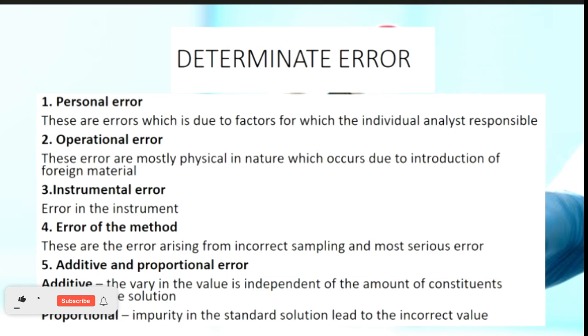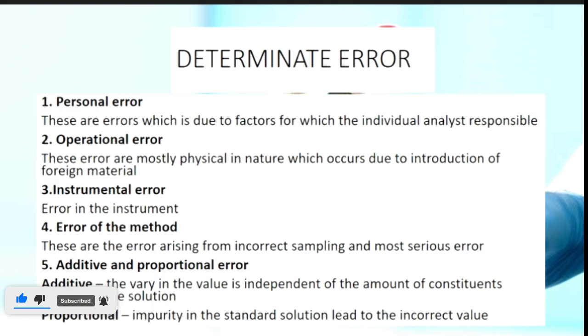So from the name itself you can understand proportion. Two things are proportional. So the impurity in the standard substances leads to an incorrect value in the standard solution calculations. That is, when there is an impurity in the standard solution or substance, this will lead to an incorrect calculation. That is what the proportional error is, the error in the standard solution.